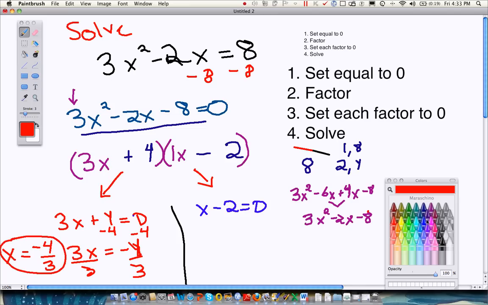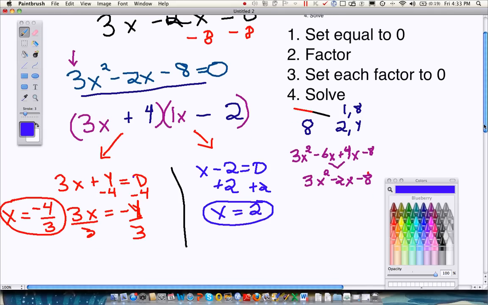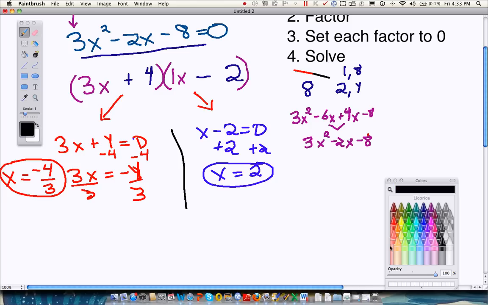The blue side is actually easier to solve. We're just going to add 2 to both sides. And these would be my solutions. Now you can, if you want, write them in curly brackets to indicate they're solutions to your equation: negative 4/3 and 2.